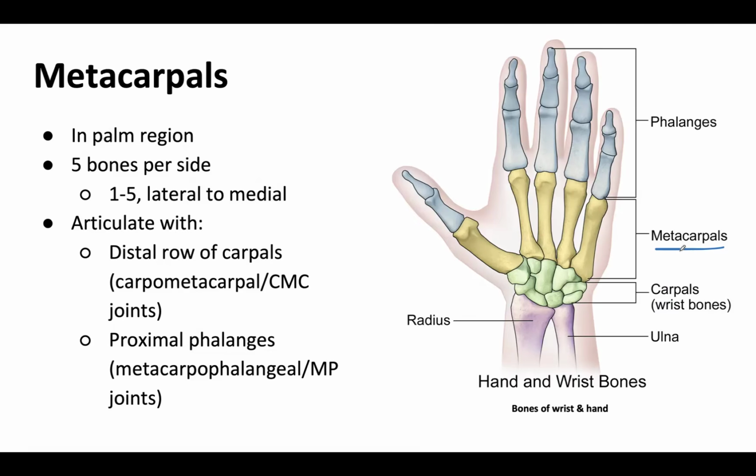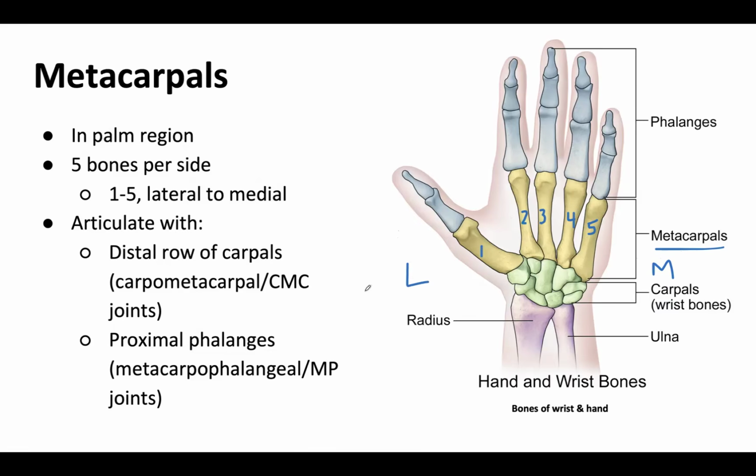There are 5 per side, and they are numbered 1 through 5 from lateral to medial. So the first metacarpal is lateral and is associated with the thumb. Then we go from there, so we have 2, 3, 4, and 5. That fifth metacarpal is associated with the little finger or the pinky finger.